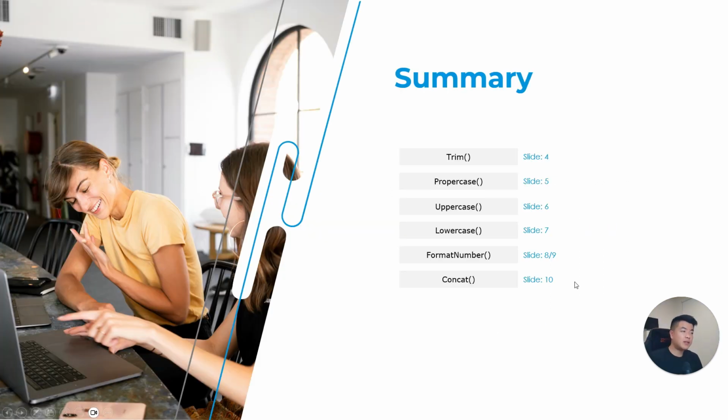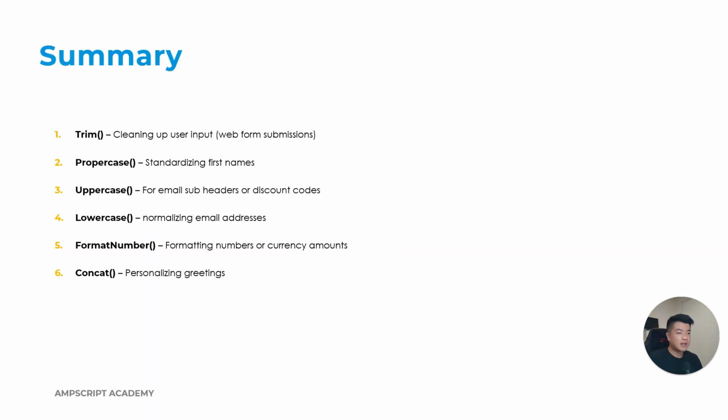Okay guys, so that's pretty much it. These are the functions that I want to show you today. We went through all of them one by one. These are the use cases that you use each of the functions for. Cleaning up the user input, that's when you want to use trim. Standardizing the first name, Propercase. Uppercase for email subheaders or discount codes. Lowercase for normalizing maybe email addresses, that's probably a more relevant use case.